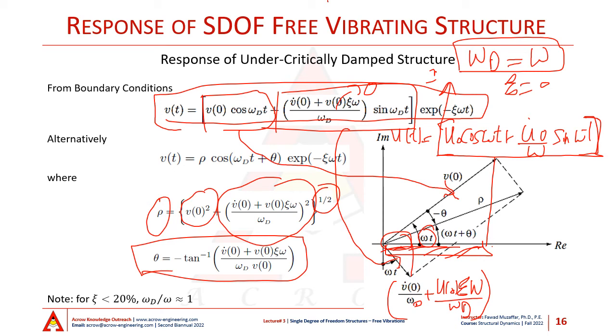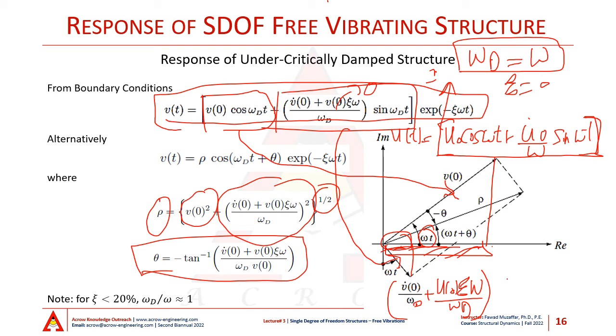An interesting thing to note is that for damping ratio values less than 20%, the damped natural cyclic frequency over undamped cyclic frequency of structures tends to be more or less equal to 1. And this is really useful under certain circumstances, as we will see later.